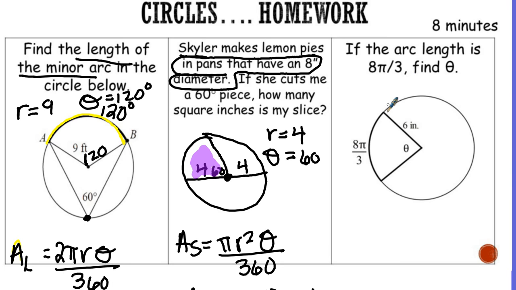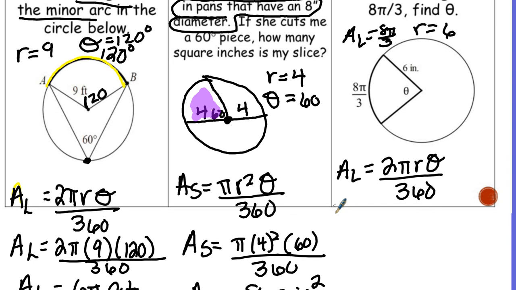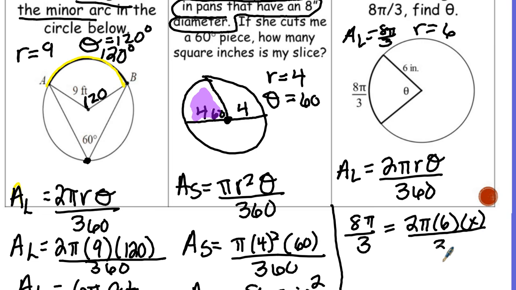Okay, so here's a question now. It says if the arc length is 8 pi over 3, find theta. So here they gave me the arc length 8 pi over 3. They gave me the radius is 6, and I need to find theta. So the formula I'm going to use is arc length equals 2 pi r theta over 360. So the arc length is 8 pi over 3, which equals 2 pi 6, and I'm going to just stick x for theta since that's what I'm looking for, over 360.